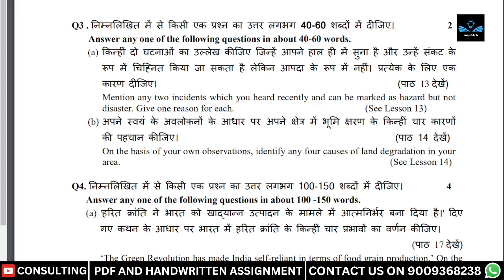So here the 3B is on the basis of your observations. Identify any four causes of land degradation in your area. This question is taken from lesson 40, and this question is about 40 to 60 words. We have prepared all the answers according to the chapter and according to the word limit.